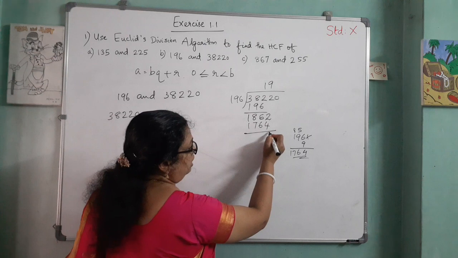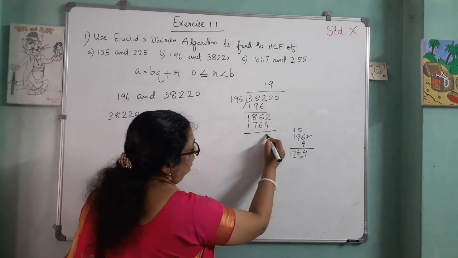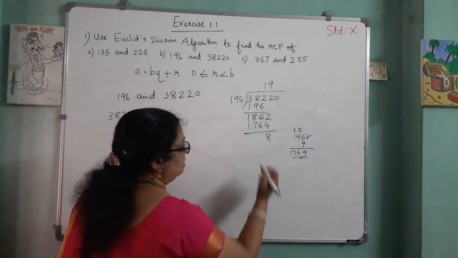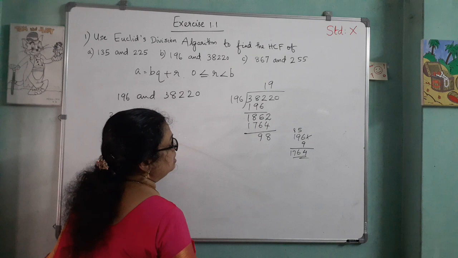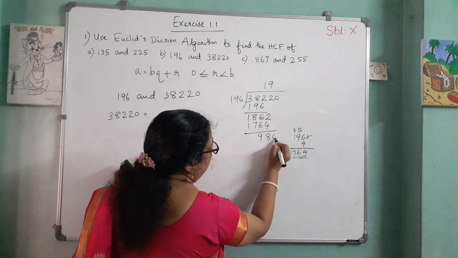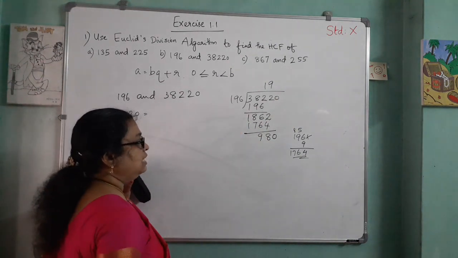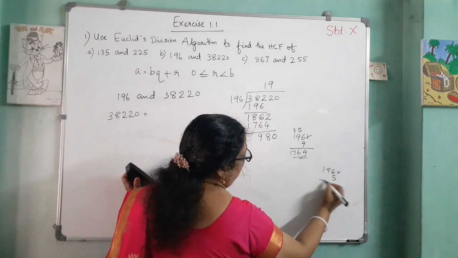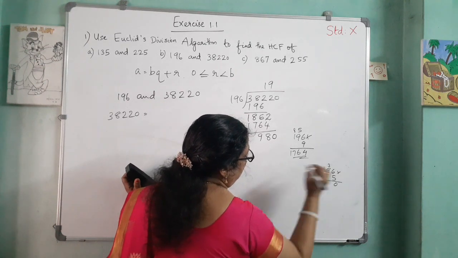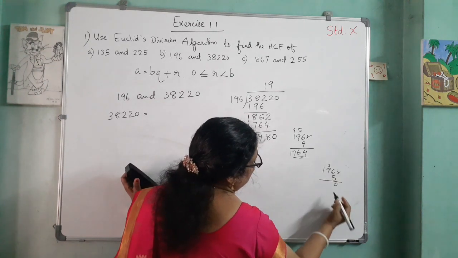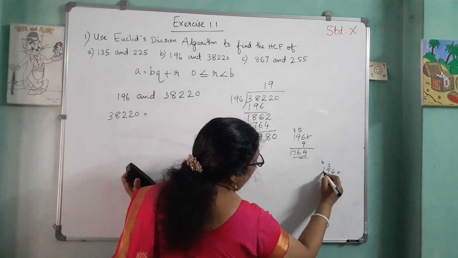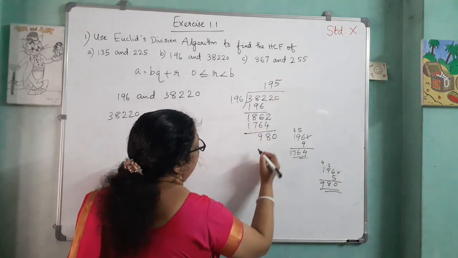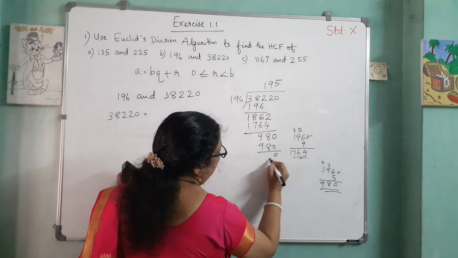So subtracting, 2 minus 4 not going, borrowing, 12 minus 4, 8. Then 5 minus 6 not going, so borrowing, 15 minus 6 is 9. Then here 7 minus 7, 0. So the next number we bring down, it becomes 980. So how many times does 196 go into it? We can check 196 into 5. 6 5s are 30, here 3, then 9 5s are 45 plus 3, 48, here 4, 5 into 1, 5 plus 4, 9. So we get 5 times, 980, and the remainder is 0.